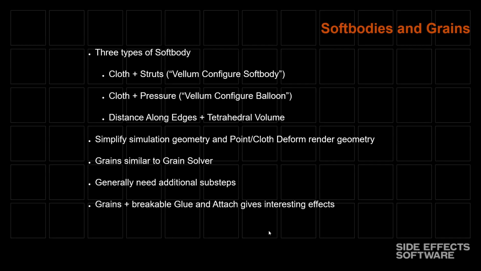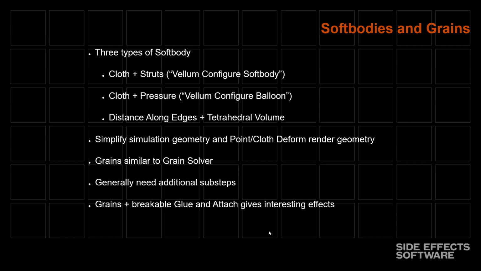Finally, I wanted to talk about soft bodies and grains in Vellum. There are 3 types of soft body typically simulated with Vellum, and the first 2 have a shelf tool or a tab network tool that can help you set these up. The first one is called Vellum Configure Soft Body, and that sets up 2 Vellum Constraint SOPs. The first one just creates cloth for the external surface of the soft body with struts, which are basically like springs that are internal to the soft body and keep the overall structure of the soft body. And you can make them sort of bouncy springs if you want for a soft body type effect.